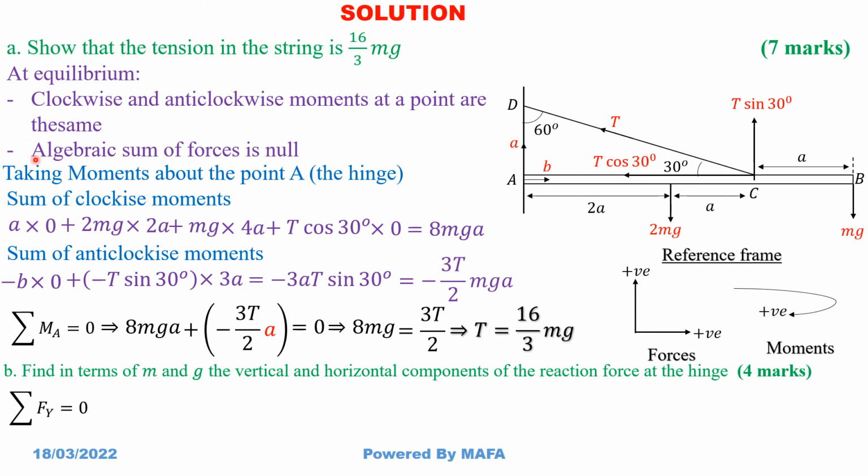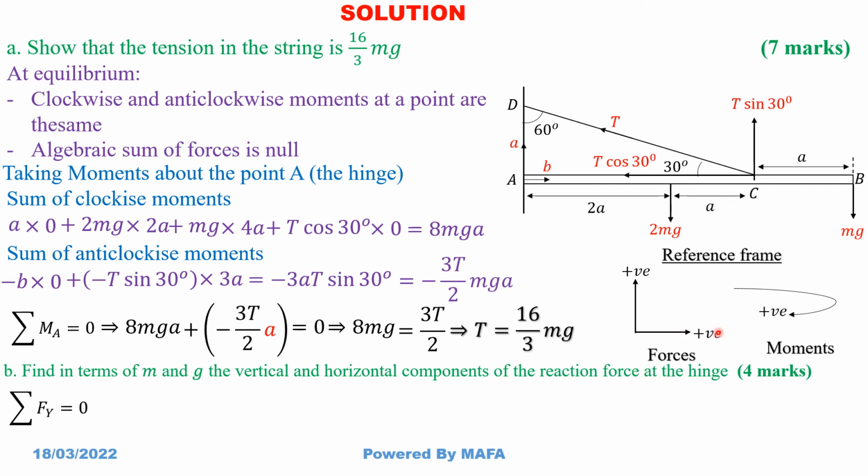Simply, we use the second condition for a system to be in equilibrium. The algebraic sum of forces is 0, meaning we sum the forces considering their directions. We first begin with the vertical, which is in the y direction. The algebraic sum of forces in the y direction equal to 0 means that we now pick all the forces in the y direction. All the forces going up are positive, therefore going down will be negative.